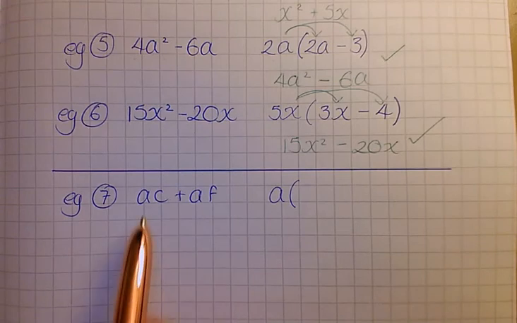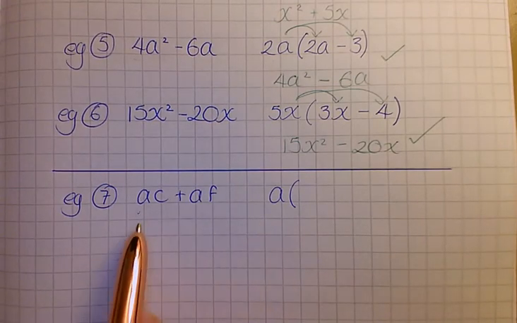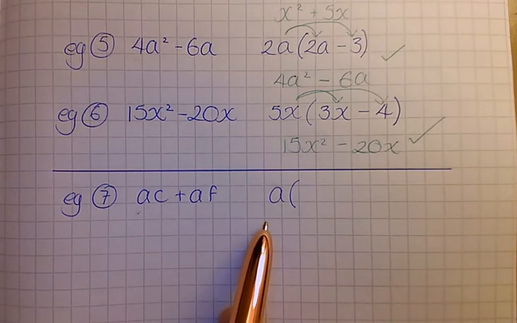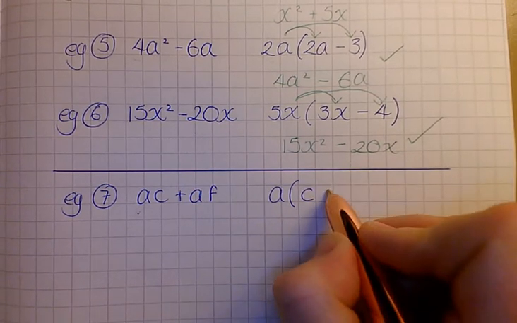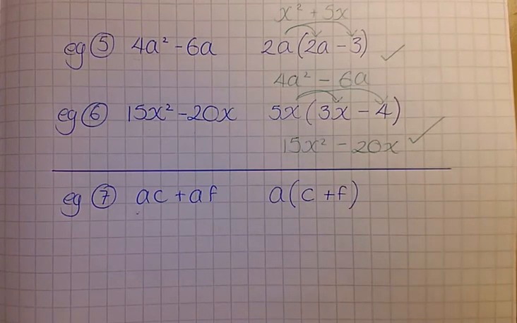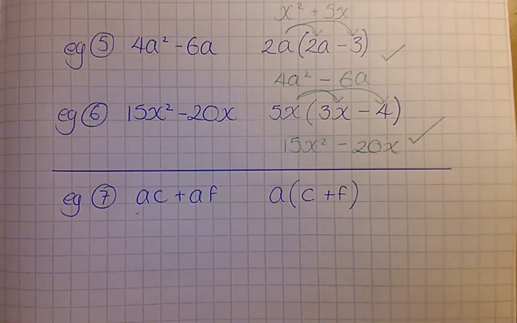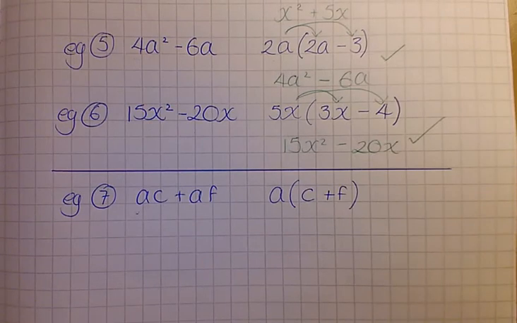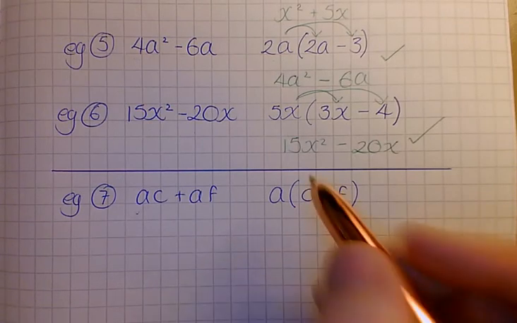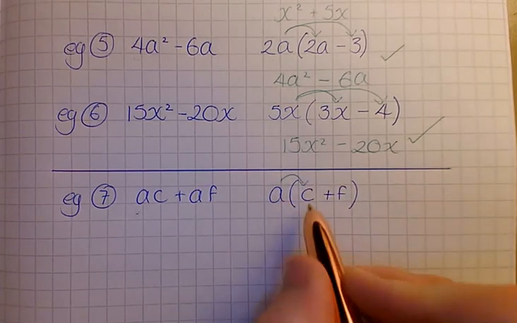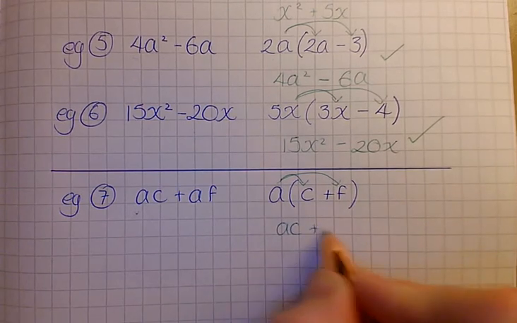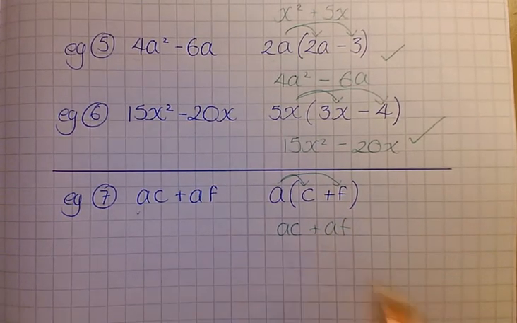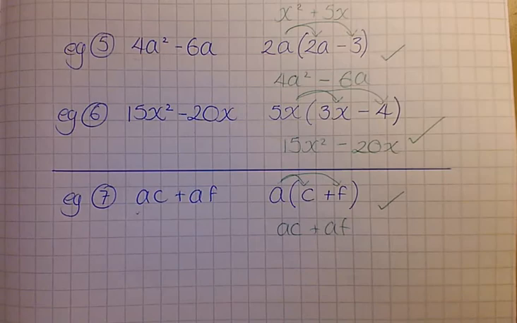And then we need to divide this term by the A. So AC divided by A means we're just left with C. And AF divided by A means we're just left with the F. So you treat it in exactly the same way as you would do if there was numbers and letters, but you're just dealing with the letters on this occasion. Let's expand the bracket. A multiplied by C gives me AC. A multiplied by F gives me AF. These two match. I'm happy with that one.